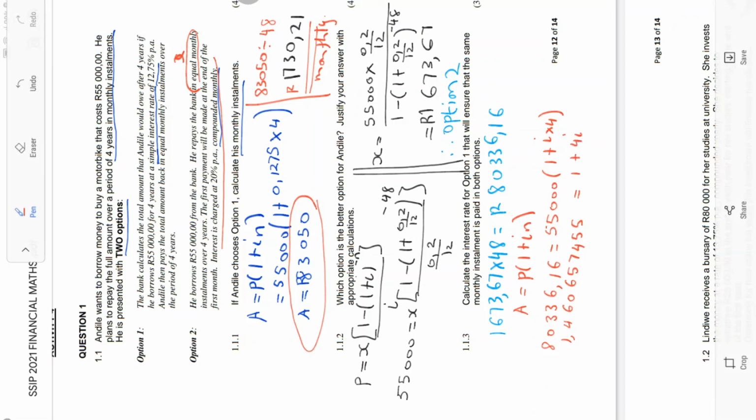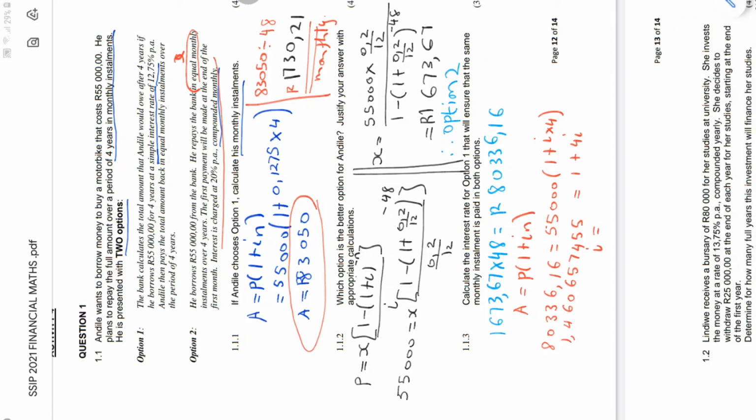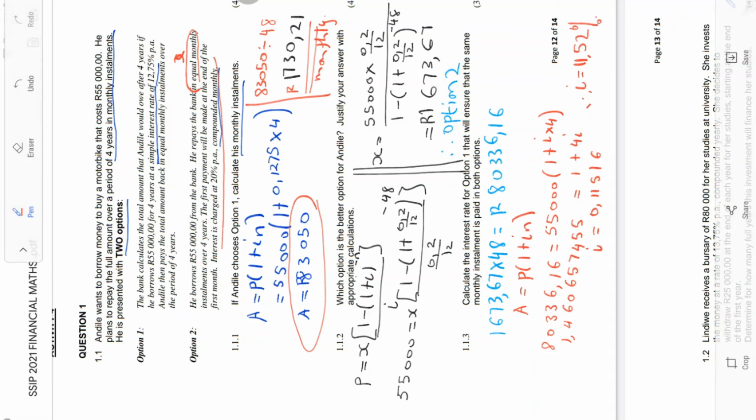You transpose the 1 and divide by 4. That leaves you with i as equal to 0.11516. Then you multiply by 100, that gives you 11.52%. So that's how much interest rate should be charged in option 1 if, at the end of the day, Andile would be paying the same amount with both options.